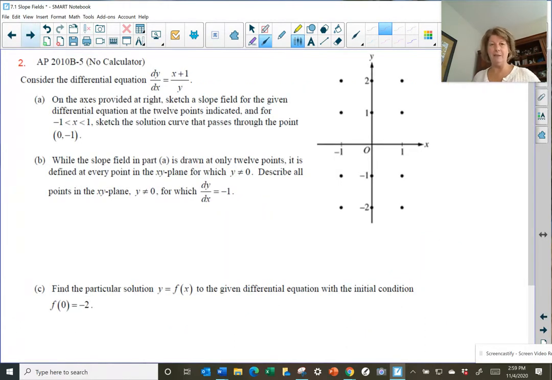Number 2 can be tedious too, because now they're asking you to put in the slope fields. On the axis provided at the right, sketch a slope field for the given differential equation at the 12 points indicated, for x values from -1 to 1. Then sketch the solution curve that passes through the point 0, -1.